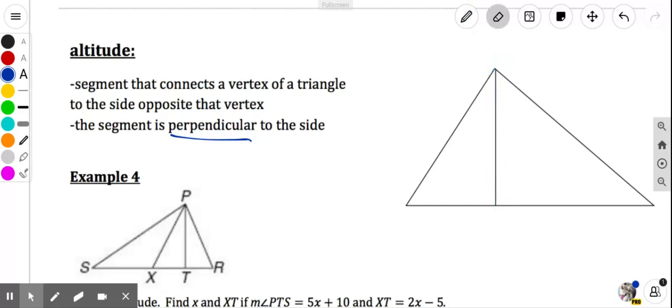Okay, so I'm gonna get rid of that. So an altitude makes a right angle. That's what I want you to remember here. It makes a 90-degree angle. And that's all it does. It doesn't bisect anything. It just makes right angles.